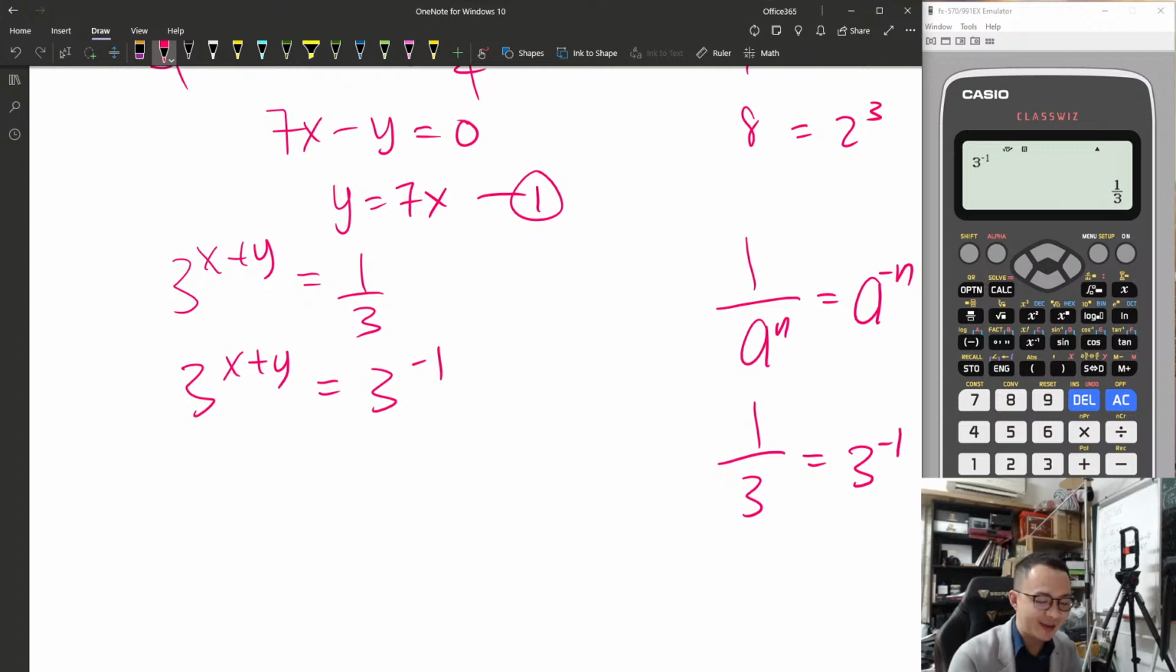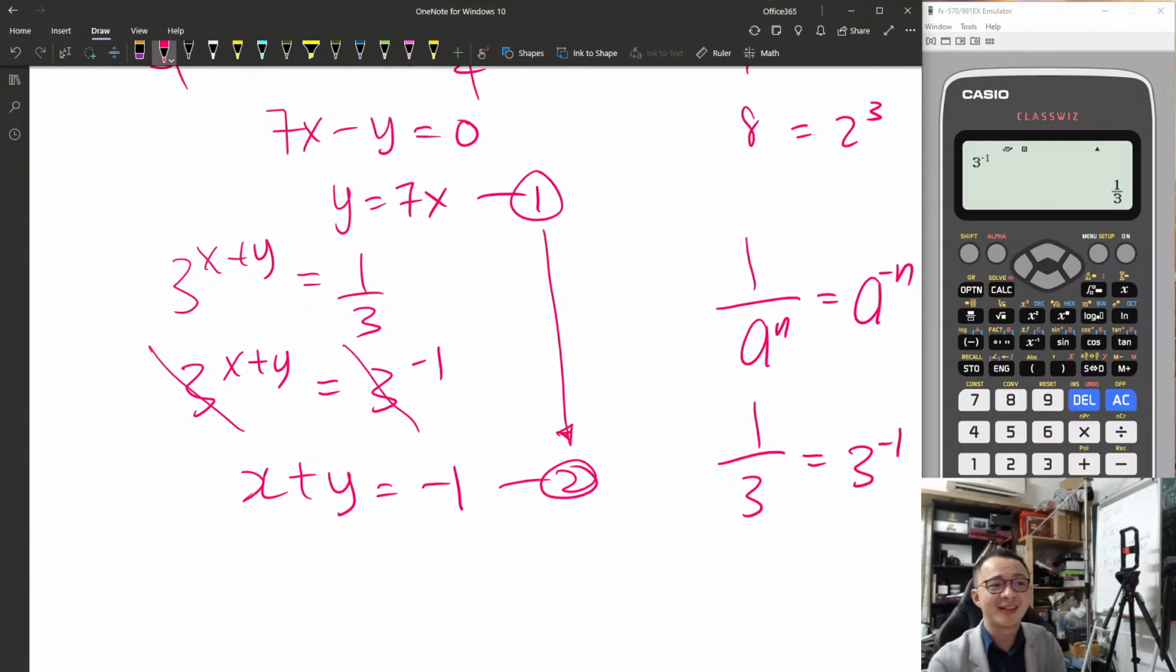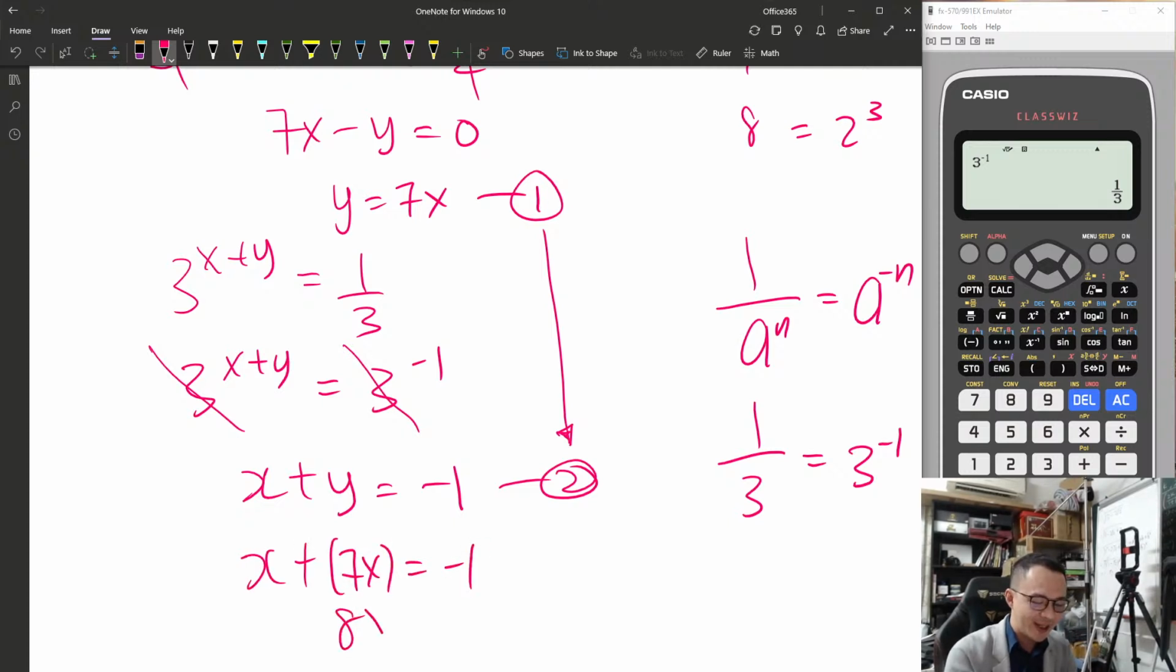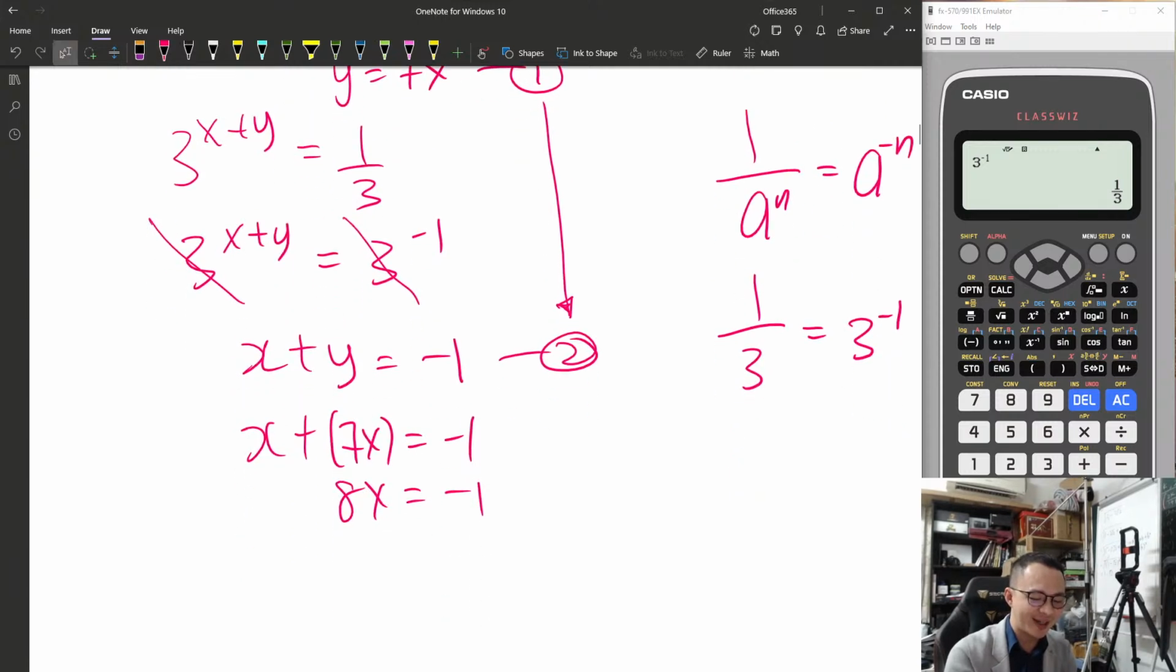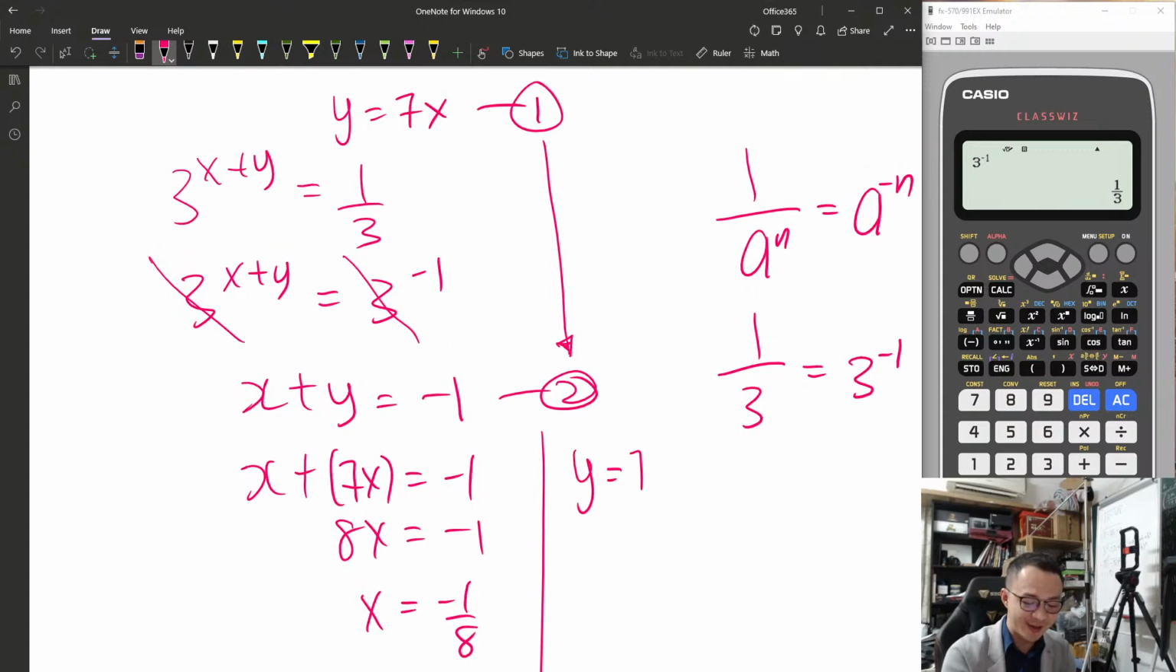Okay, then both sides have the same base already. I can ignore it and say x plus y equals to negative 1. It's the second equation. Then I substitute the first equation into my second equation. y is 7x, isn't it? x plus 7x equals to negative 1. 8x equals to negative 1. Then I get my x answer easily, negative 1 over 8. Then I want to find y. y equals to 7x, 7 times negative 1 over 8. My y is negative 7 over 8. Done.